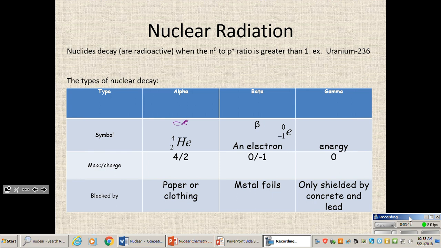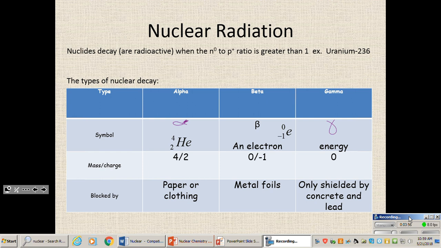And the symbol for a beta particle is that Greek letter beta, and it really is an electron. And we know that an electron has a mass of 0 and a charge of -1. And then the gamma ray, the symbol for gamma radiation is this Greek letter again. It's like maybe a fish taking a nosedive. But gamma radiation doesn't have any mass or charge. It's really just energy that's emitted from the nuclide.